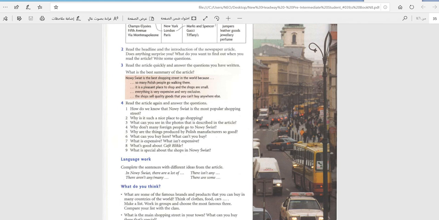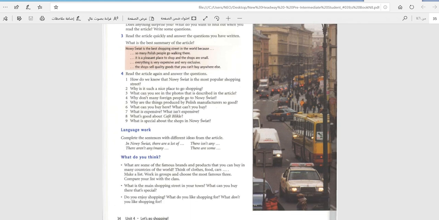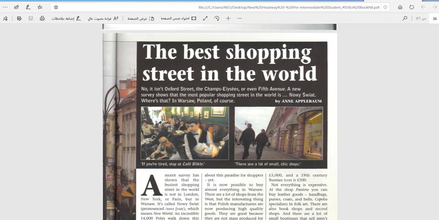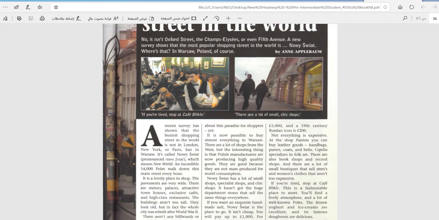Listening. Read the headline and introduction of the newspaper article. Does anything surprise you? What do you want to find out when you read the article? Write some questions. Read the article quickly and answer the questions you have written. What is the best summary of the article? Let's start reading this exercise, then we go back.